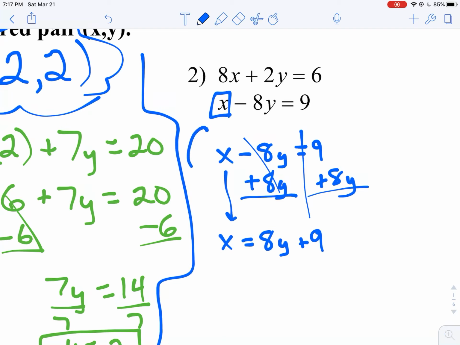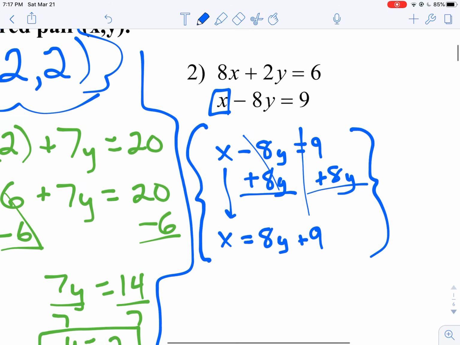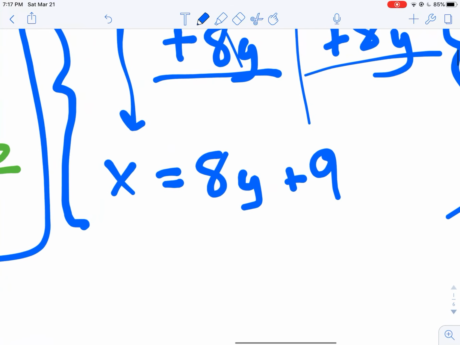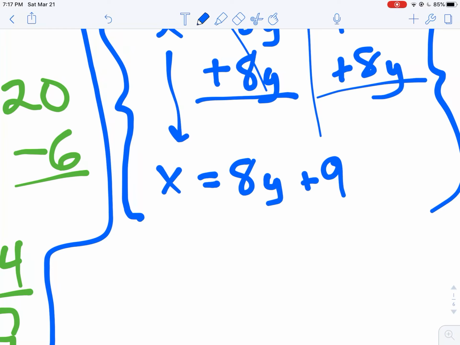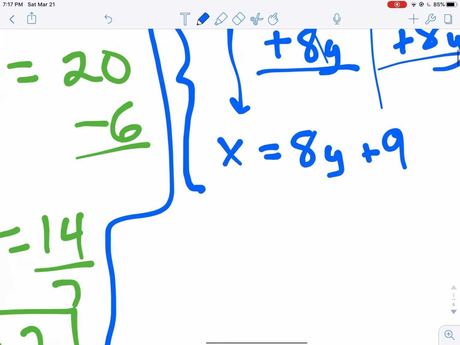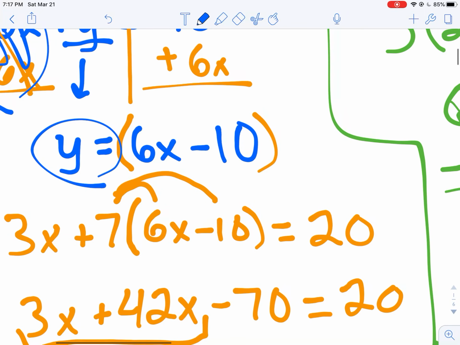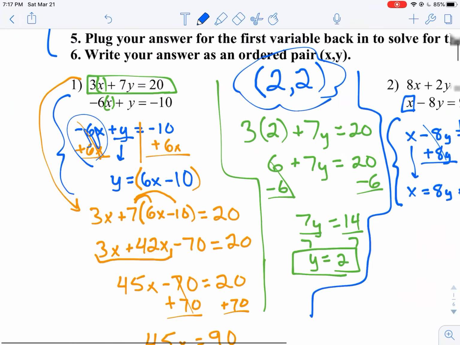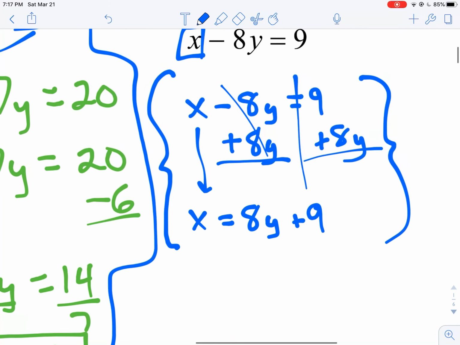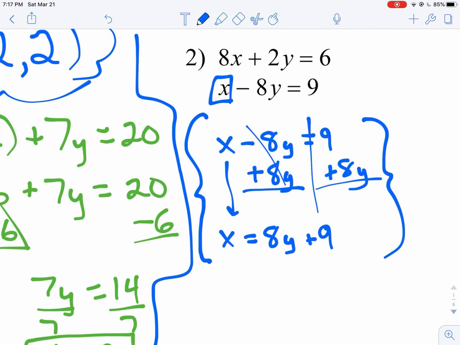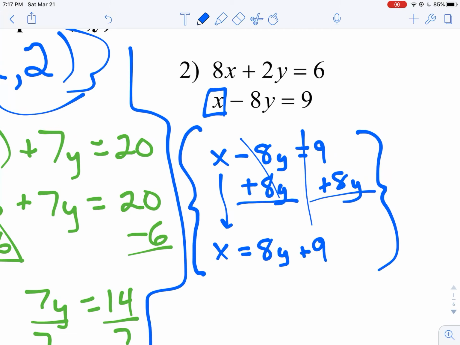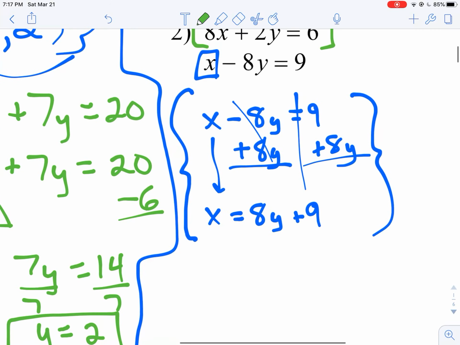So there it is. That's the new step of just reordering one of my equations so that it is either x equals, or, like in the last example, y equals. That's what we're trying to do with our first step. And then after that, we're just going to substitute. So since I rearranged the bottom one, I'm going to take my top equation. Here it is. And I'm going to rewrite it.